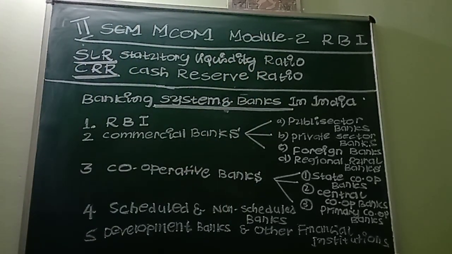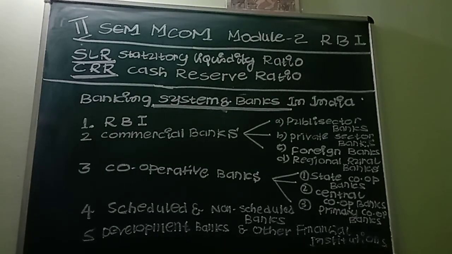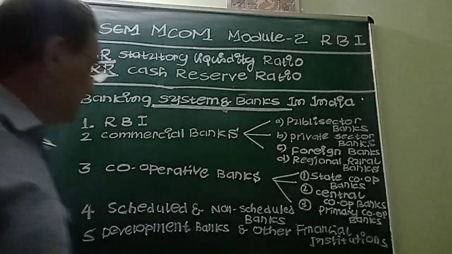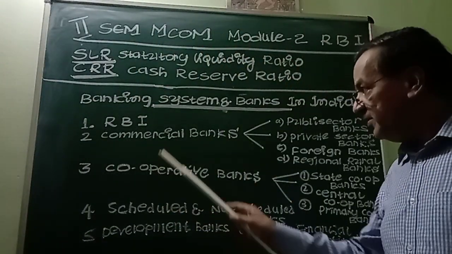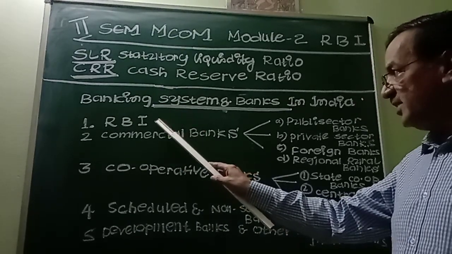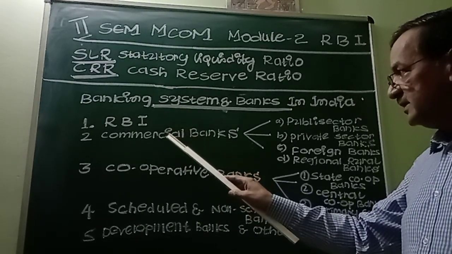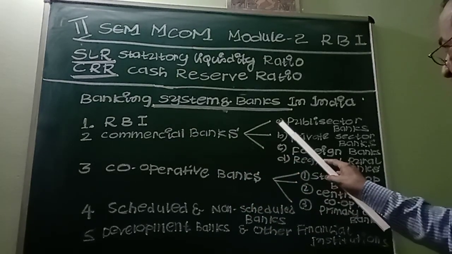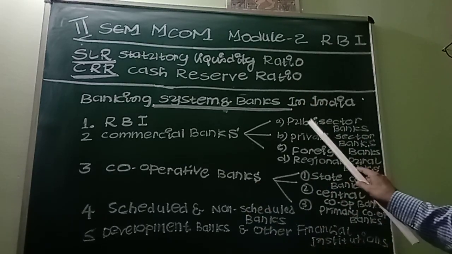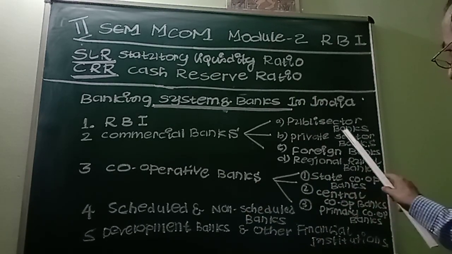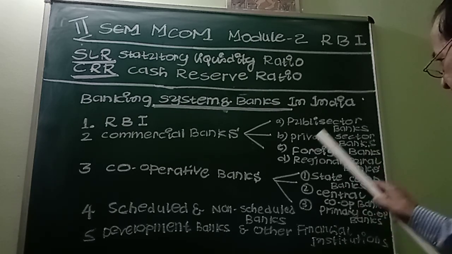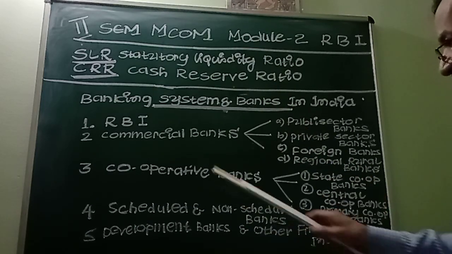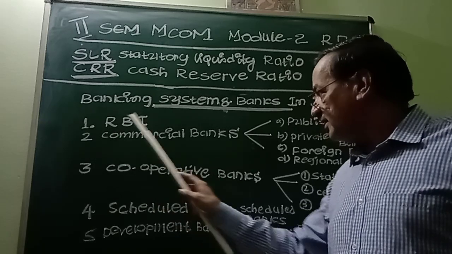Now let us go to the next important subtopic, that is banking system and banks in India. This can be studied under five important headings. First one is RBI, Reserve Bank of India. Second one is commercial banks. Under commercial banks, there are four different types of banks, that is public sector banks, private sector banks, foreign banks, and regional rural banks, which we call RRBs. So, that is the second important thing.